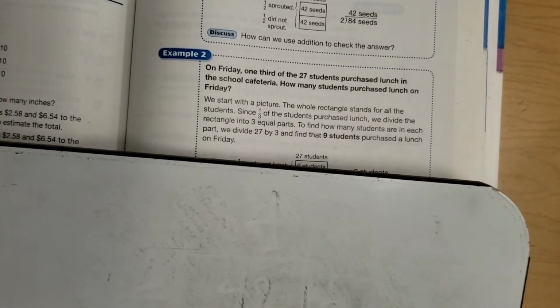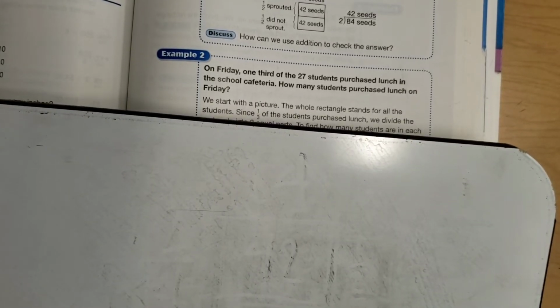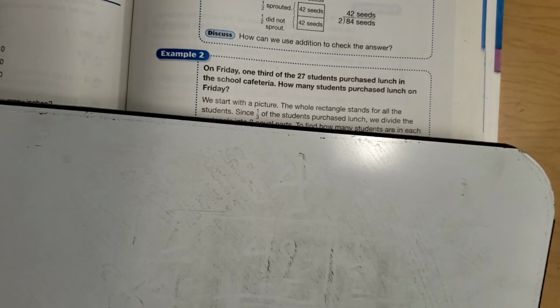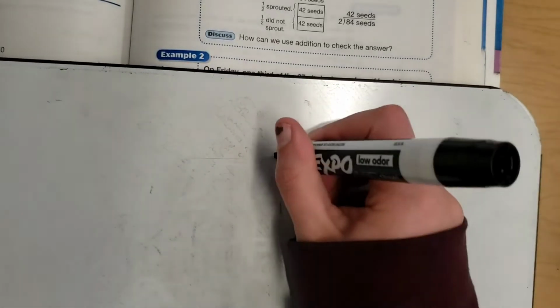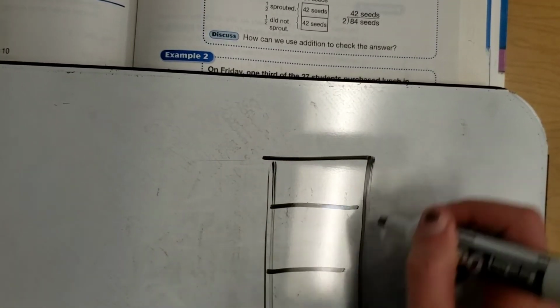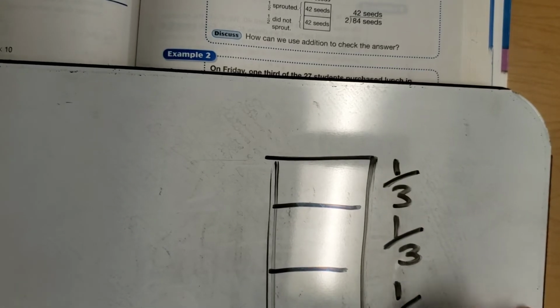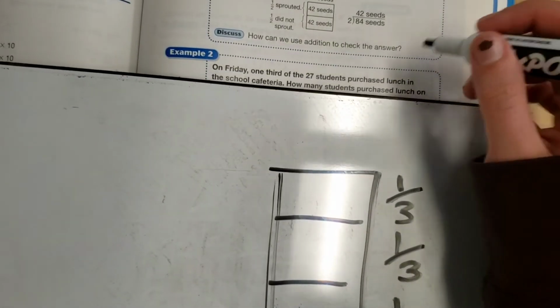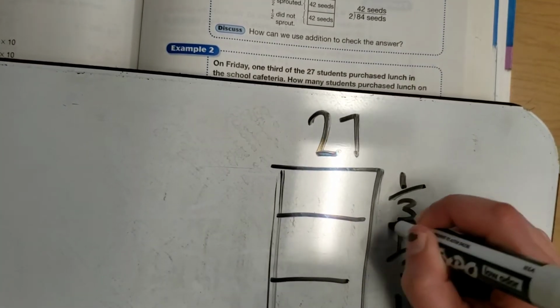Example 2 says, on Friday, 1/3 of 27 students purchased lunch in the school cafeteria. How many students purchased lunch on Friday? So, 1/3 of 27 students purchased lunch. So we can draw our picture again and divide it into thirds. So we got 1/3, 1/3, and 1/3. And we had 27 students. Again, we're dividing by this denominator here.